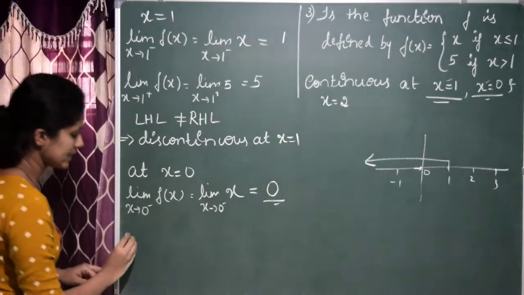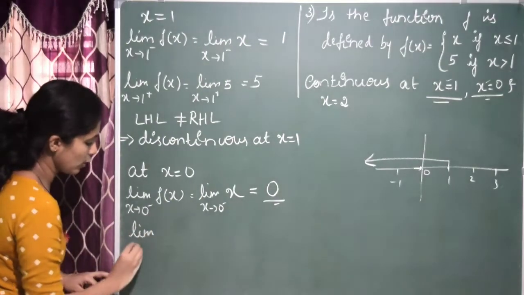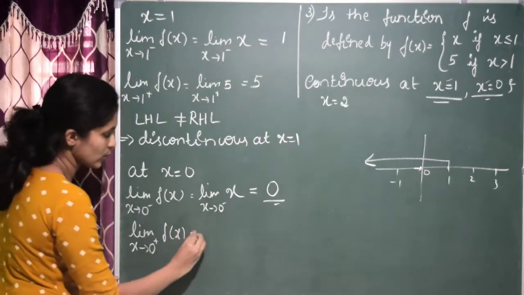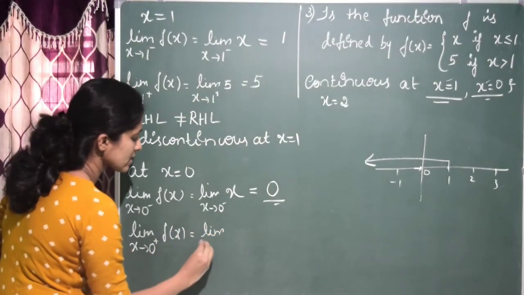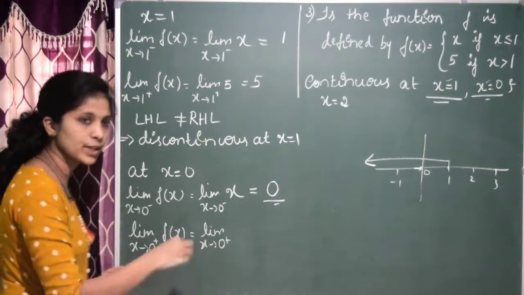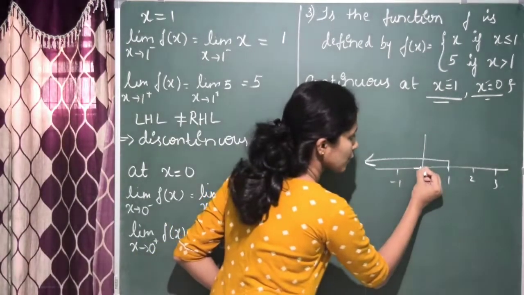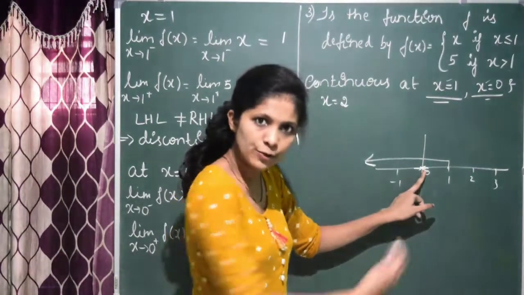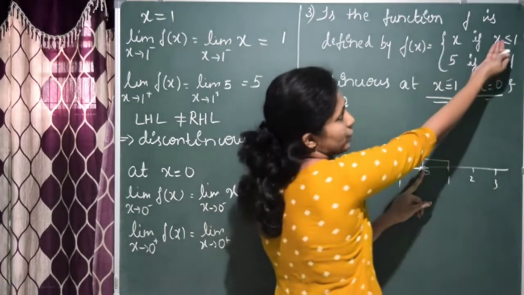Now we'll check the right hand limit. Limit of x is tending to 0 plus f of x is equal to limit x is tending to 0 plus. So it is very close to 0 from the right hand side. The function is here. The value is here, very close to 0 from the right hand side. So the value of the function will be same.